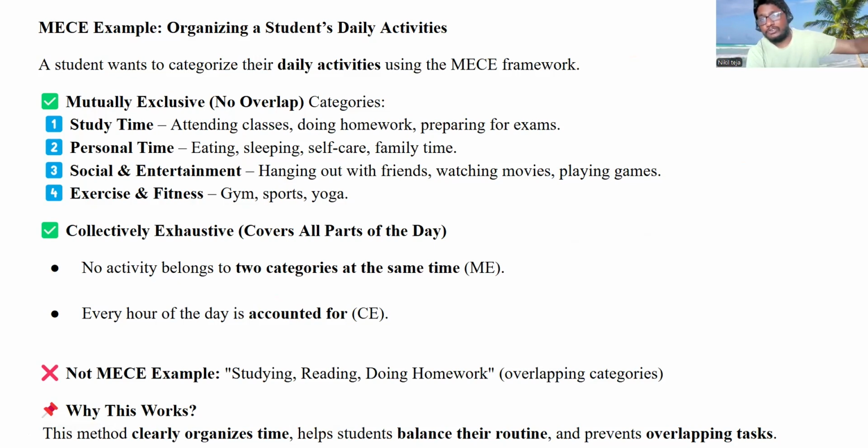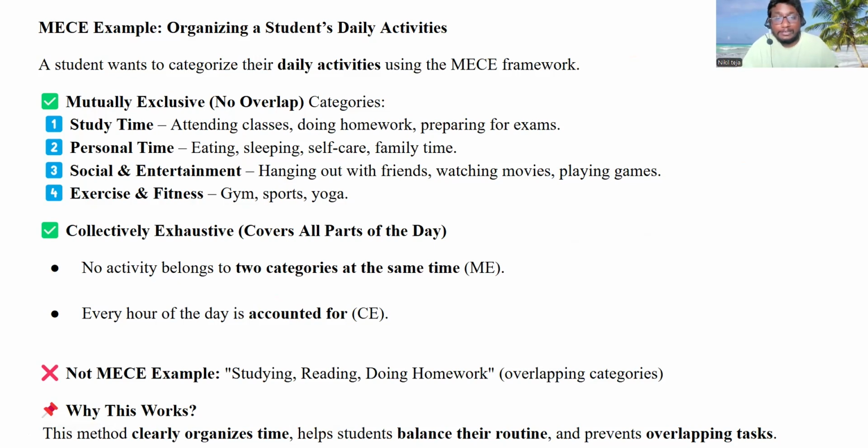He can keep 4 hours for studying. He will be keeping 4 hours for social entertainment. He will be keeping 4 hours for exercises. So total 12 hours. For personal time, he will be keeping 12 hours, like eating, sleeping, and all these things. So everything is categorized into different categories. Everything is distinct, separate, so he can organize that time easily.